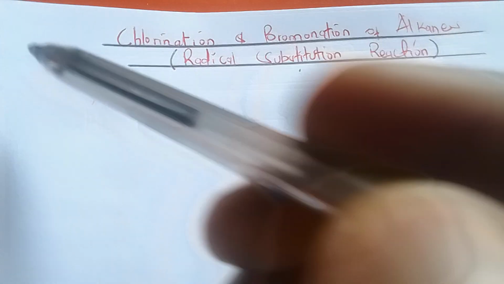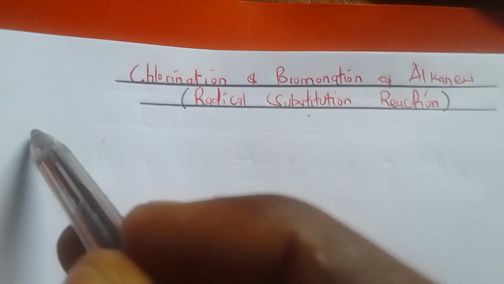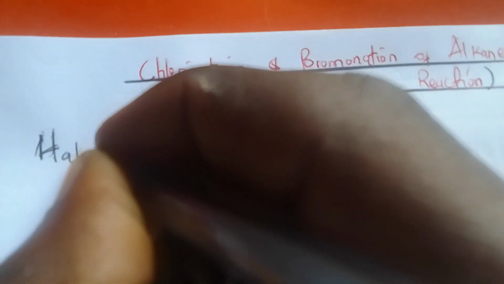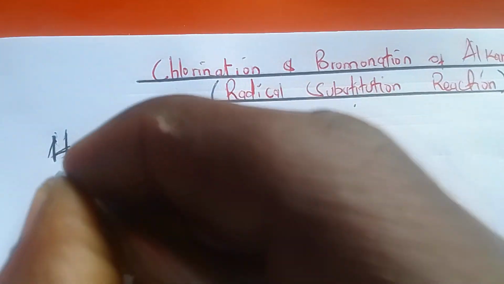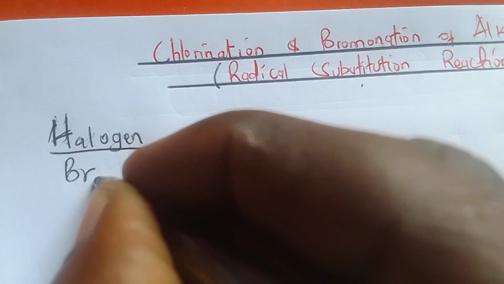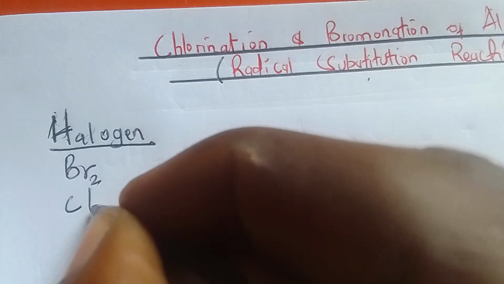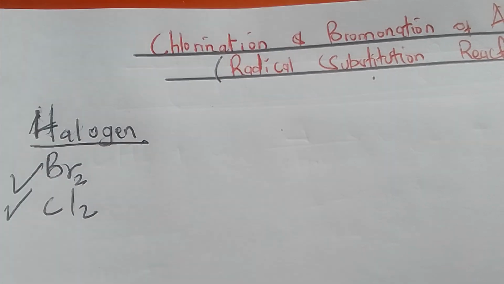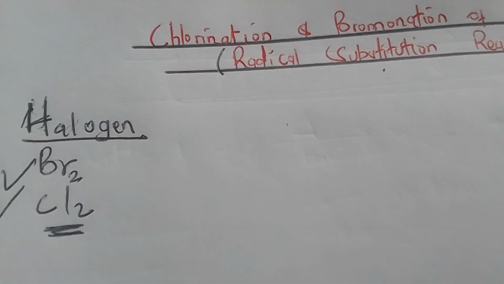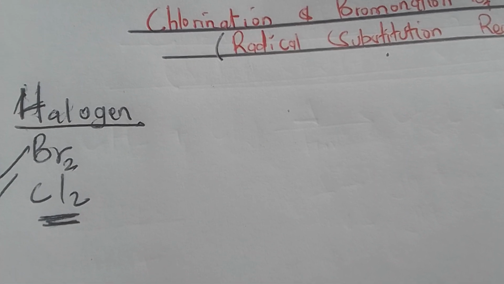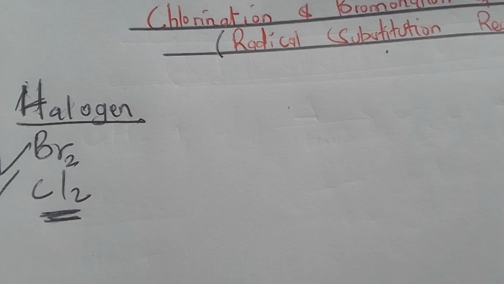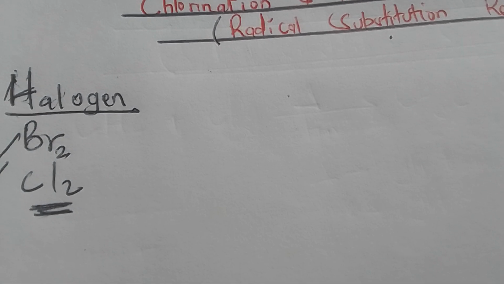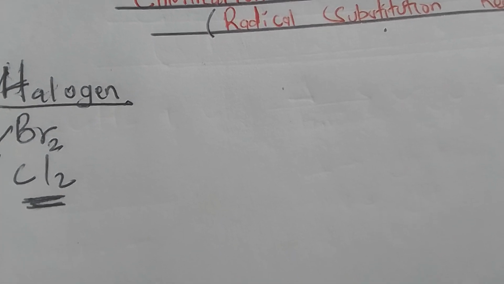Remember, we can use any halogens. We can use bromine, and we can use chlorine. Now we are going to look at the reaction between chlorine and methane. We are going to show each and every step and the possible reaction mechanisms.